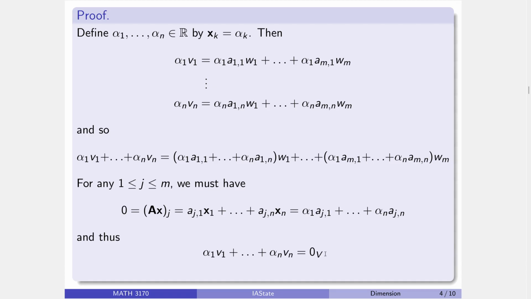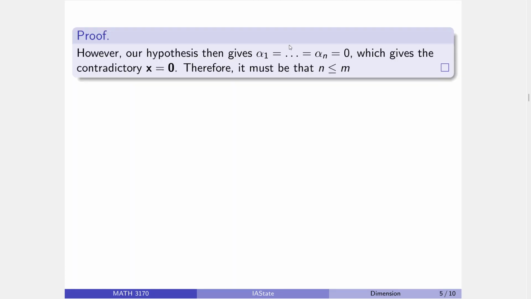Alright. And, oh, what do you know, our hypothesis ensures that all those scalars are 0, because v1 to vn was linearly independent. But that means the vector x was 0, which is contradictory, because we already pointed out that we have non-zero things, and so it's got to be that n does not exceed m.